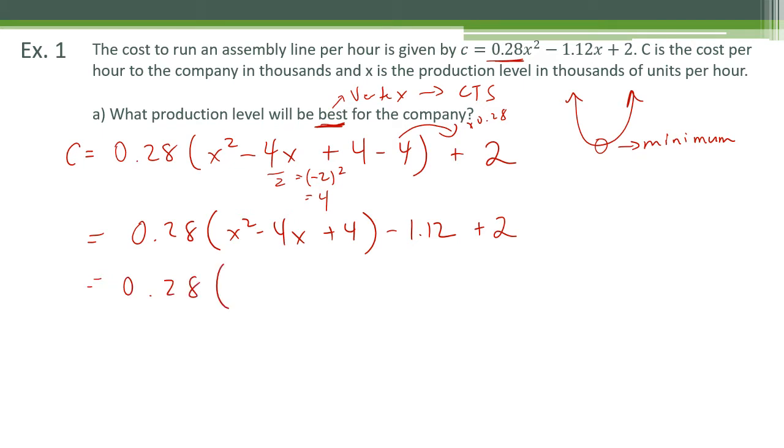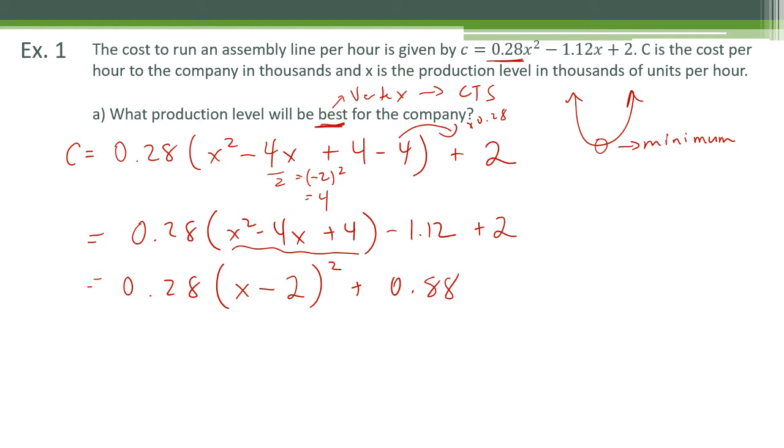Then to finish this off, you just have to factor this. It's always going to be x, whatever that first sign is, minus whatever your half value was, which was -2. So x minus 2 squared plus 0.88. Sorry, the pen scribbled there a bit. Clean that up. 0.88.